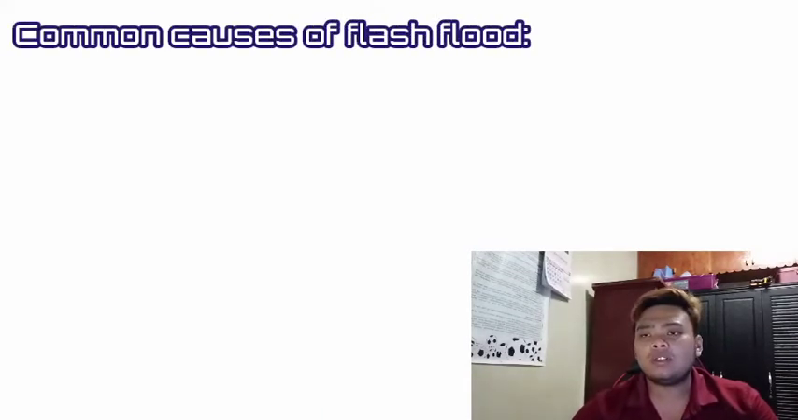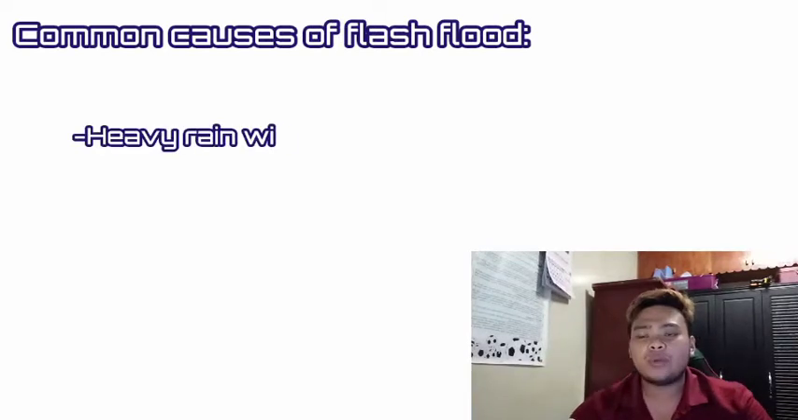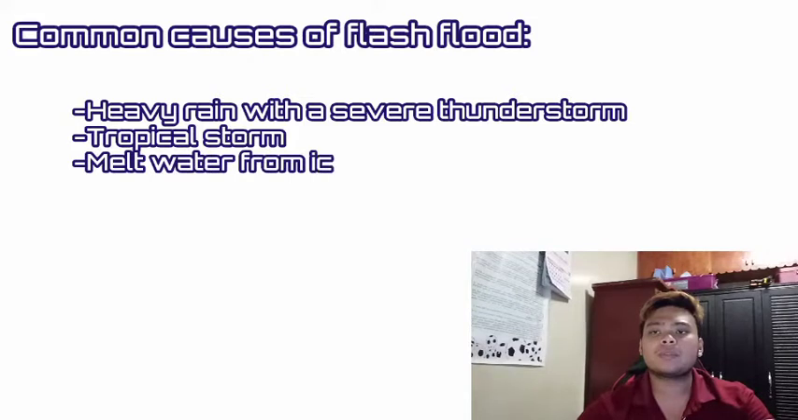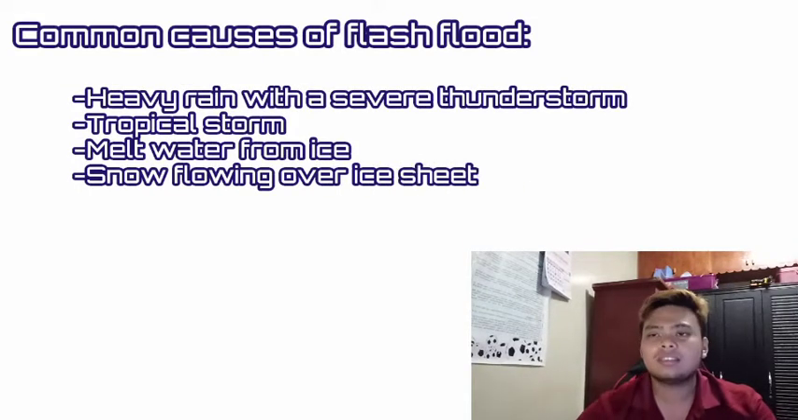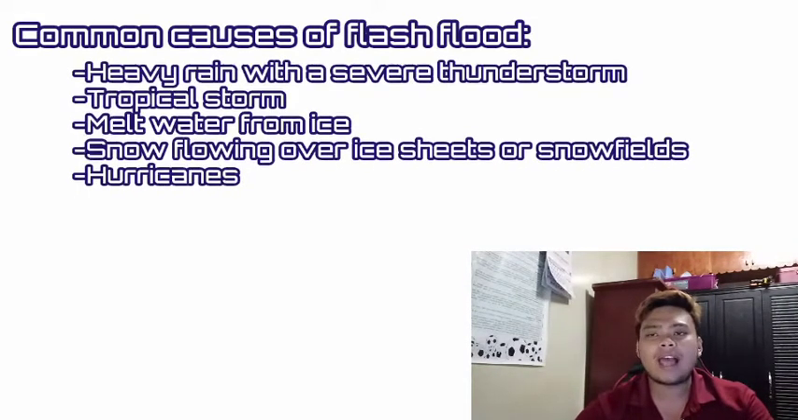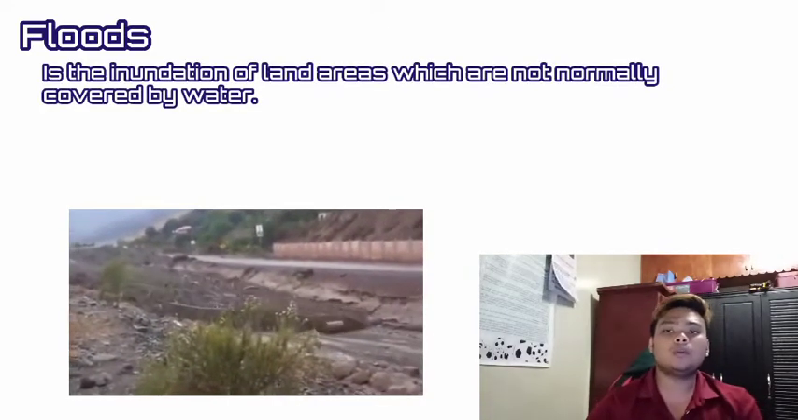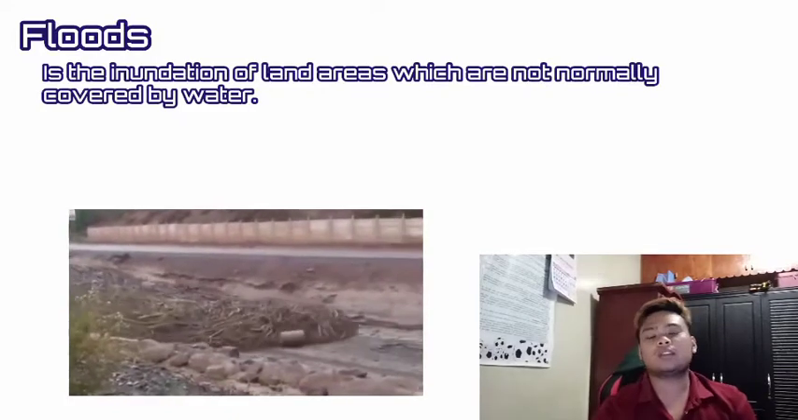And it has different common causes of flash floods. The causes are heavy rain with a severe thunderstorm, tropical storm, meltwater from ice, snow flowing over ice sheets or snowfields, and hurricane. Next one is flood. Flood is an inundation of land areas which are not normally covered by water.